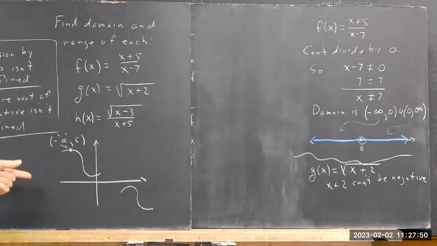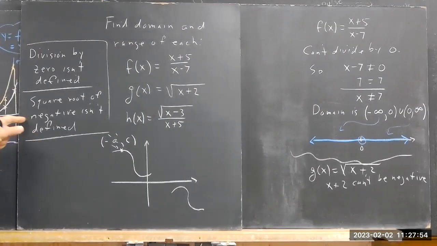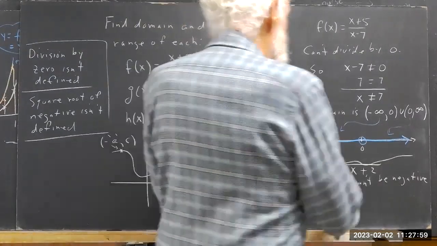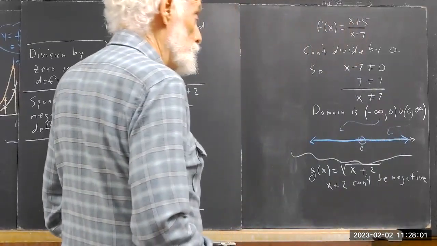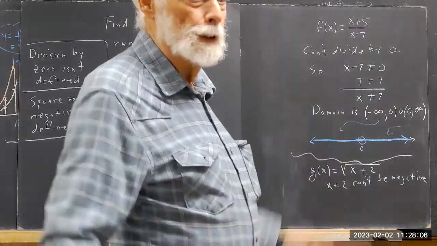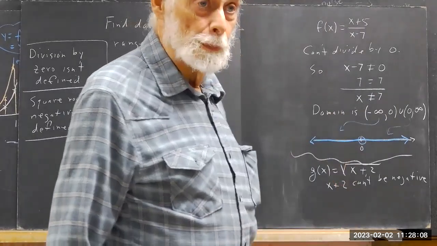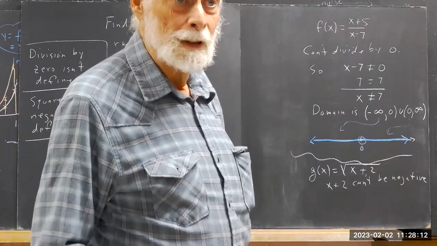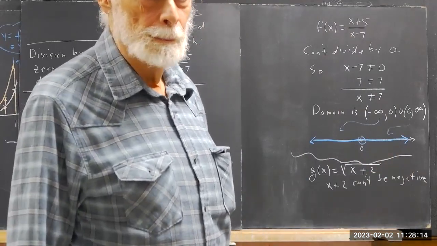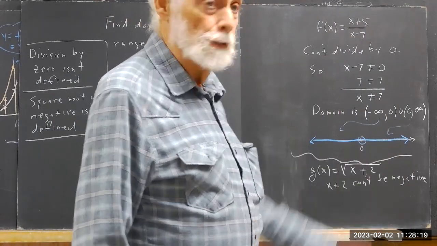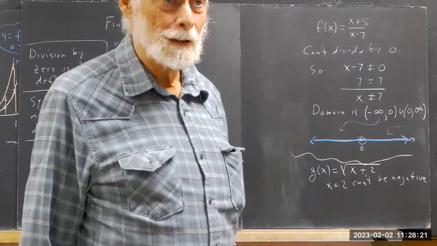This principle here, division by 0. I mean, the square root of a negative isn't defined. Over here we can see it. Like, for example, if x equals 23, then that's the square root of 25, because you know how to calculate that. If x equals 20, you've got the square root of 22. That's fine. Your calculator will give you a very good approximation.